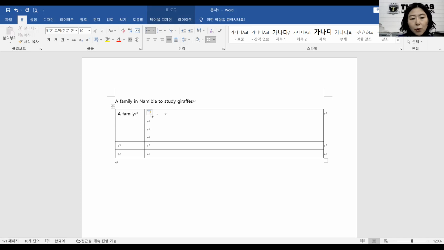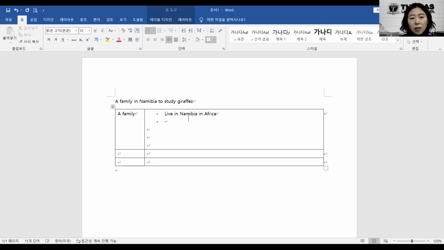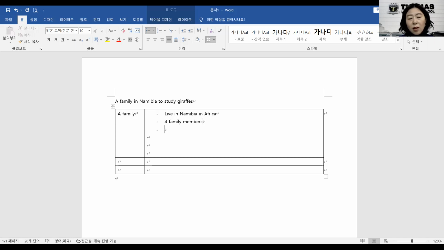First of all, we learned about where they are. You can write down they live in Namibia, Africa. There are four family members. Their parents are experts, the giraffe experts.